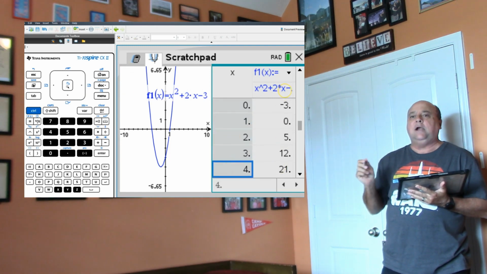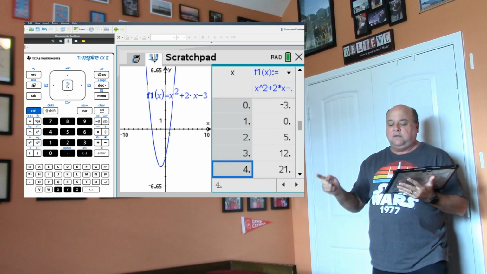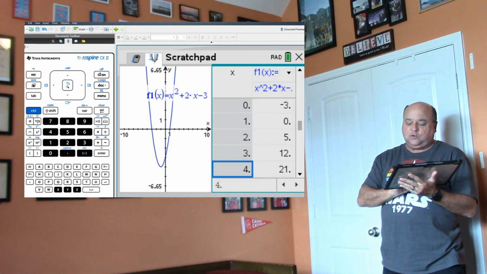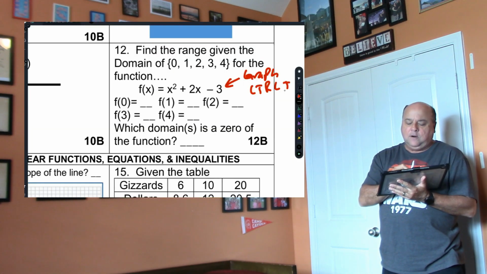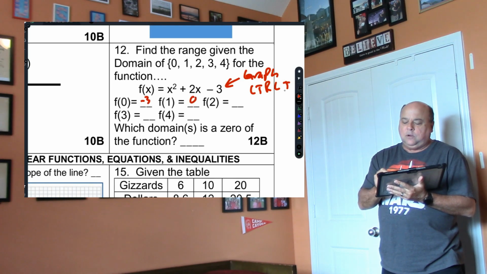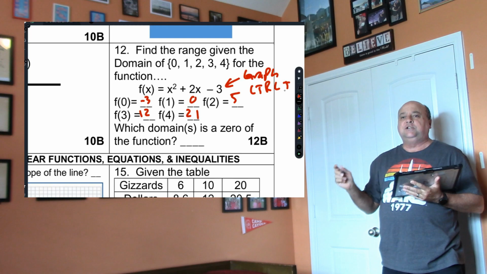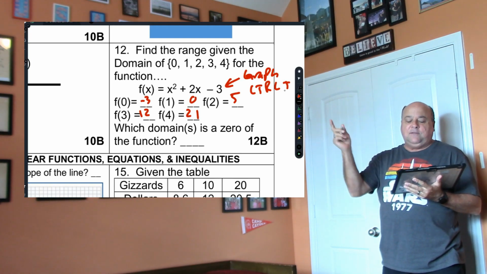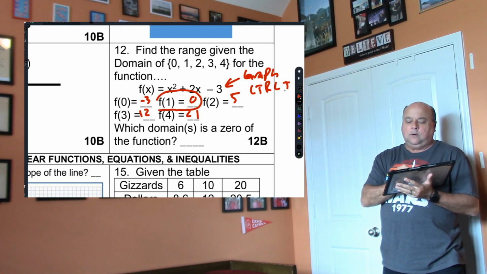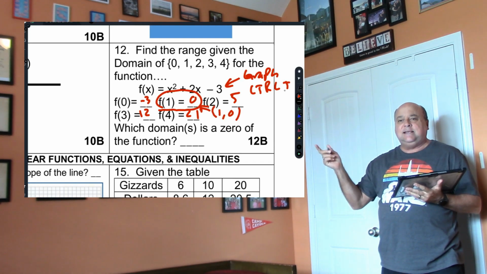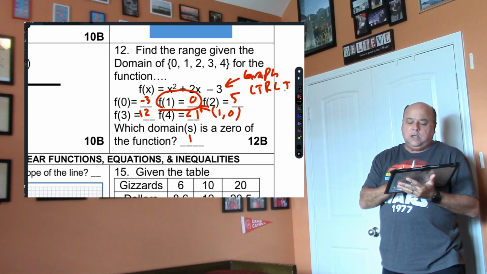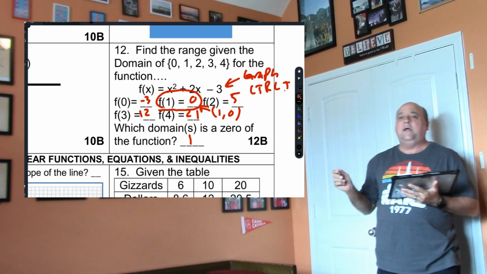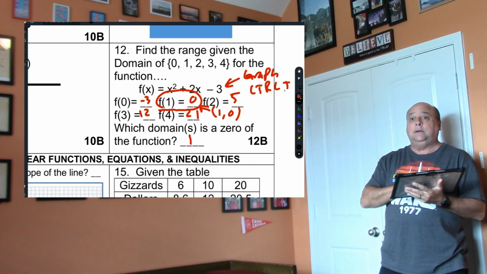These numbers on the right are the range numbers. So negative 3, 0, 5, 12, and 21. So I'm going to go over here, negative 3, 0, 5, 12, and 21. Those were the range numbers on the table. Now then the 0 is right here. If I input 1, my output is 0. That's an x-intercept or a 0, so the 0 is 1 on that function within that domain.